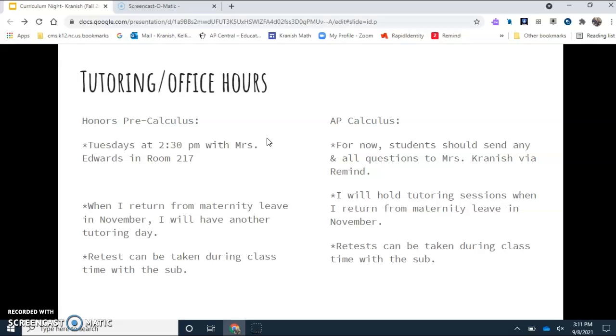For AP Calculus, there's not another teacher that teaches that right now. So for right now, you're just going to have to send me messages when you need help. I will start holding tutoring sessions though when I return in November. Like for pre-cal, you can do retests with the sub during class time.